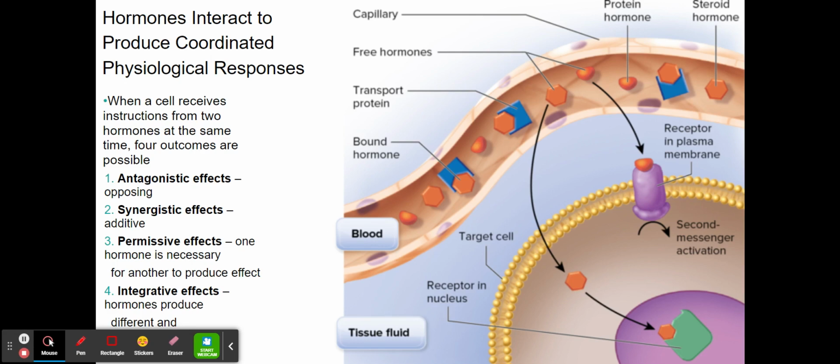So we usually study hormones individually, but the extracellular fluid contains a mixture of hormones whose concentrations change daily or even hourly. As a result, cells never respond to only one hormone. Instead, they respond to multiple hormones. When a cell receives instructions from two hormones at the same time, four outcomes are possible. One, the two hormones may have opposing or antagonistic effects, as in the case of PTH and calcitonin, or insulin and glucagon. The net result depends on the balance between the two hormones.